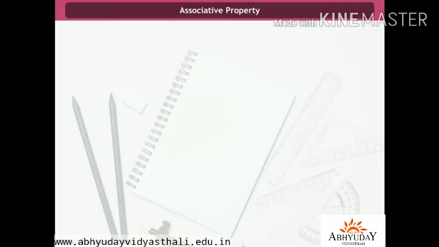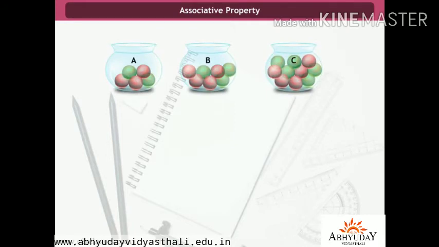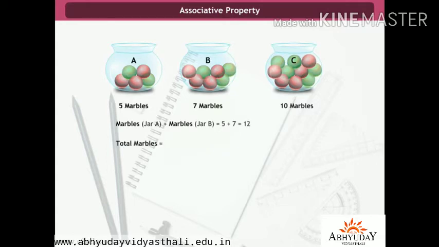Similarly, we have associative property for multiplication. Look at these 3 jars. Jar A contains 5 marbles, jar B contains 7 marbles, and jar C contains 10 marbles. Now marbles in A plus marbles in B is equal to 5 plus 7, that is 12. Adding marbles of jar C, we get 12 plus 10 is equal to 22 marbles. So we have 5 plus 7 plus 10 is equal to 22.